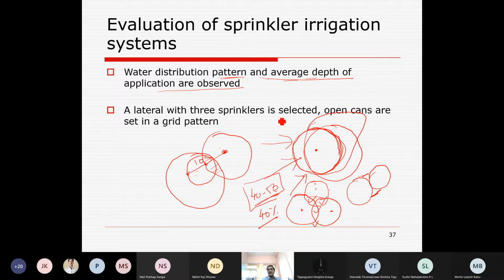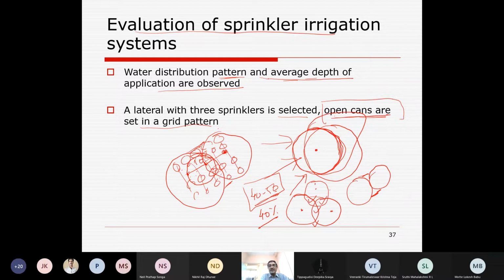So a lateral with these sprinklers is selected, and to find out this uniformity, open cans are set in a grid pattern to find out the uniformity in terms of depth of water application. So we are evaluating a sprinkler irrigation system by putting cans, or simply beakers, on the land surface to collect the water. Suppose this is a sprinkler, we put cans everywhere at a certain distance, say 3 meter, 4 meter, and measure the depth, or simply the volume, of water applied, and we can find out the uniformity of this sprinkler irrigation system.